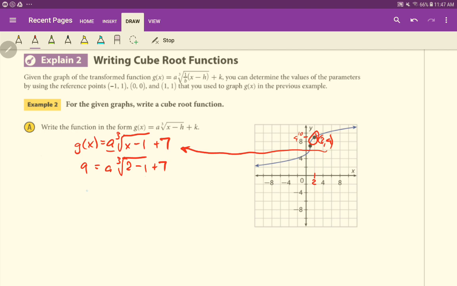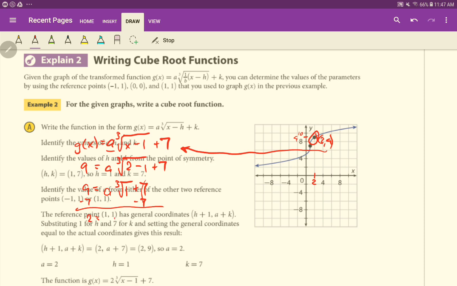And then we'll simplify, just like we did for the square root. So 2 minus 1 gives me 1. Okay, subtract 7 from both sides. So we get 2 equals, and then the cube root of 1 is just 1. So we have 1a, or just a if you like. We can even get rid of that. Oh dear.